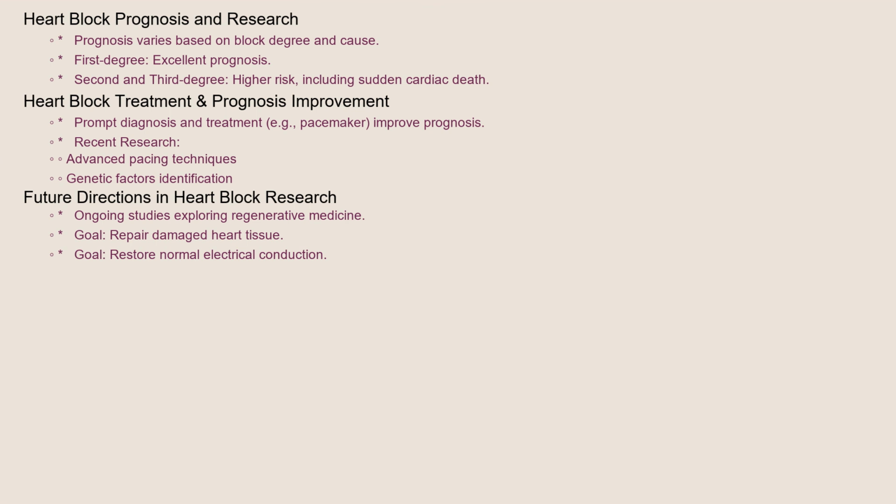Recent research is focused on developing more advanced pacing techniques and identifying genetic factors that may contribute to heart block. Ongoing studies are also exploring the potential of regenerative medicine to repair damaged heart tissue and restore normal electrical conduction.